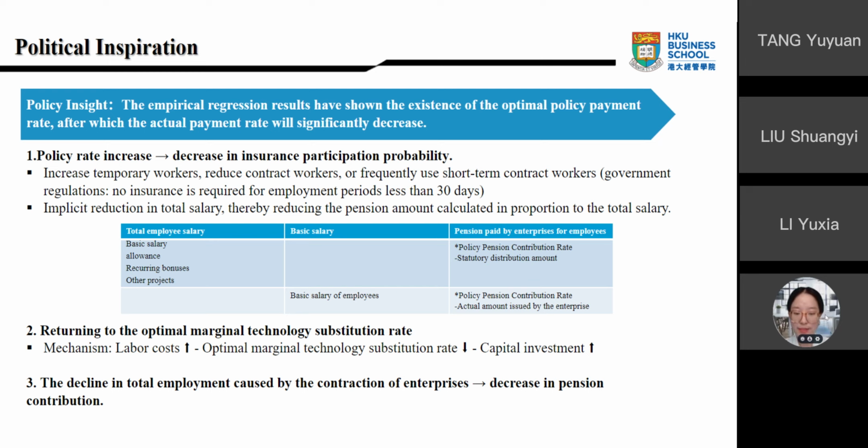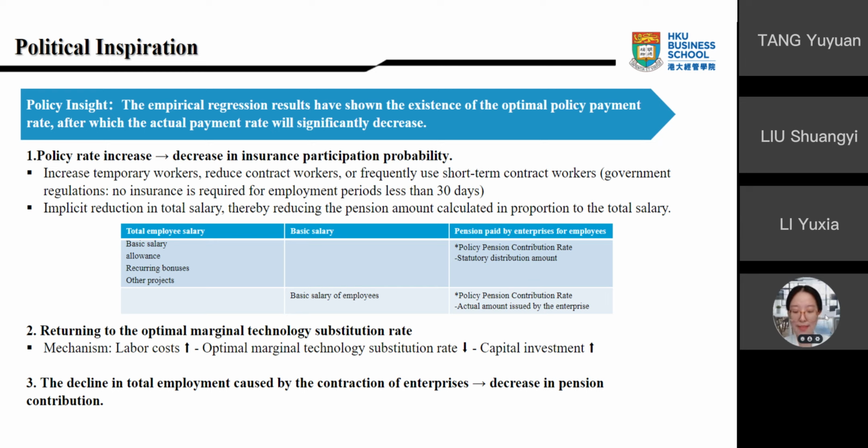On the one hand, due to government regulations requiring companies to pay pensions for contract employees who have been hired for more than 30 days, companies choose to increase temporary workers, reduce contract workers, or frequently use short-term contract workers. On the other hand, companies reduce the provision of pension funds by implicitly reducing the number of total wages.